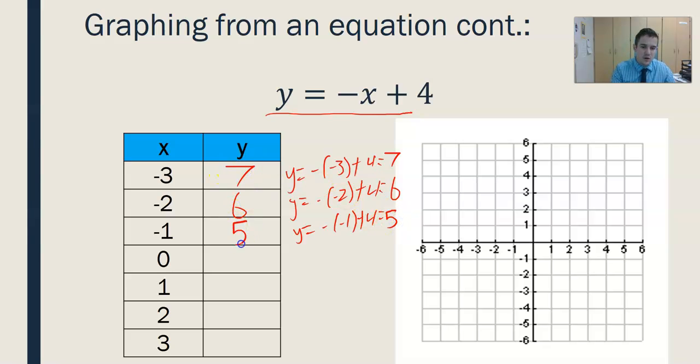And if I keep going here, you can pause this video and finish those off if you want to. This would be 4, 3, 2, 1. So -3, 7, -2, 6, -1, 5, 0, 4, 1, 3, 2, 2, 3, 1. That right there is your line going through all those different points that we derived using this equation.